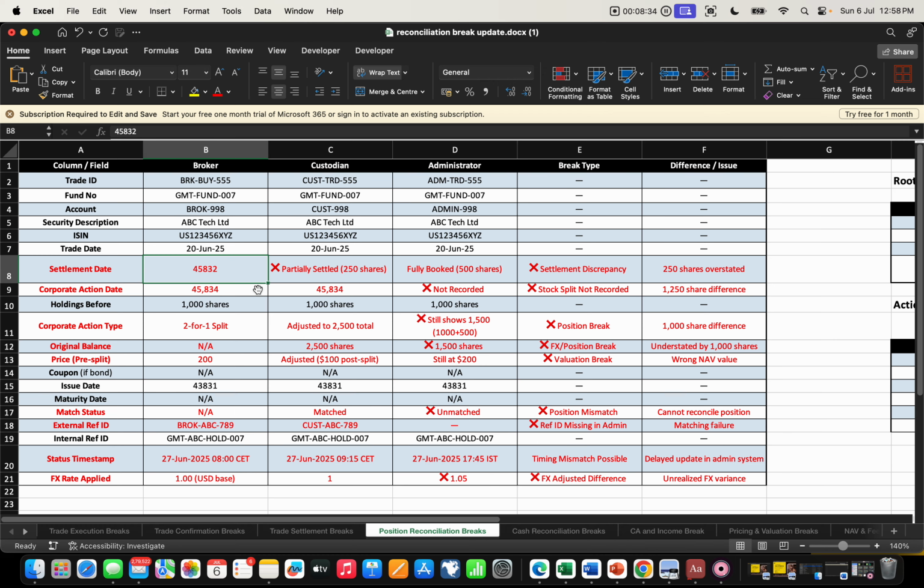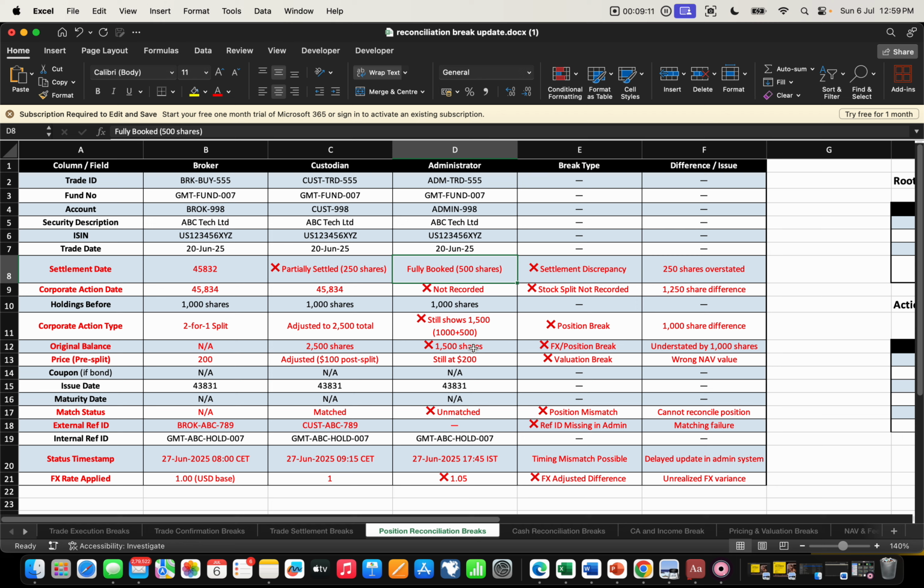So you will get a break on the settlement date when you are talking about a position. Your broker is holding some position, but the custodian is holding 250 shares and fully booked 500 shares. Settlement got delayed, and 50 shares are overstated at the administration side, because due to the stock split the shares became 250, but you are still showing 500 shares. Or maybe it is vice versa between the custodian and the administration side as well. So you have to check your BBG and blotter file, what the broker is reflecting and what the custodian is, and accordingly make the decision.